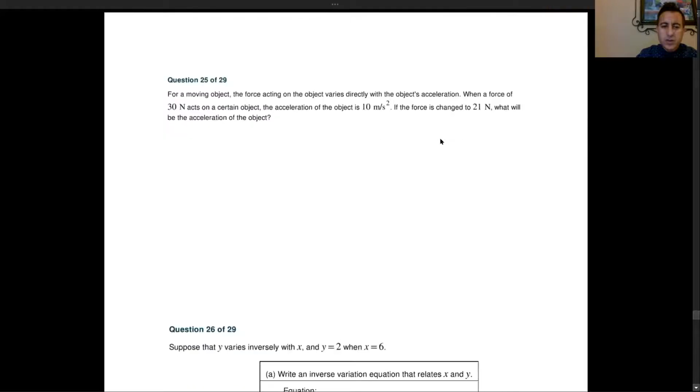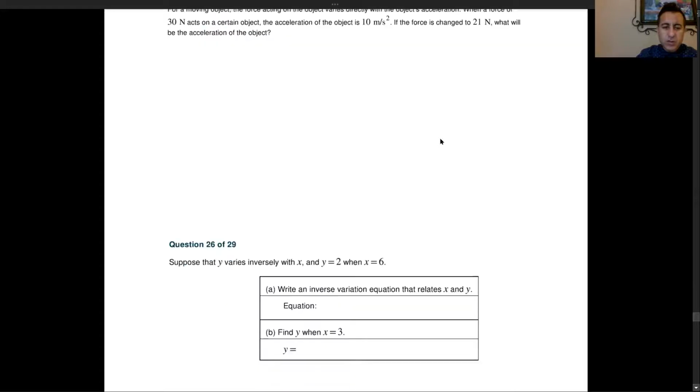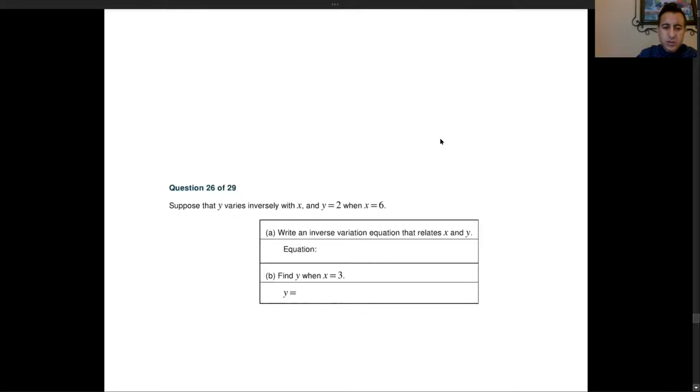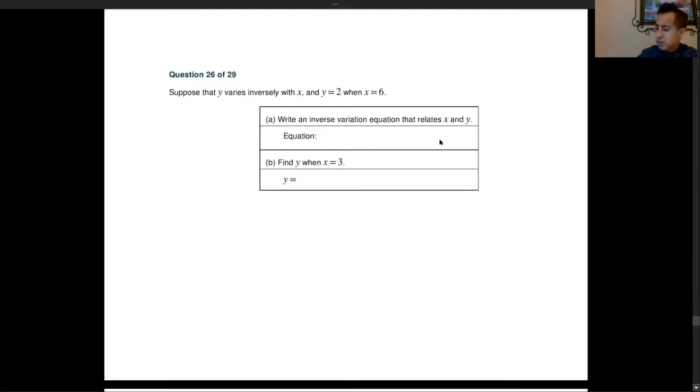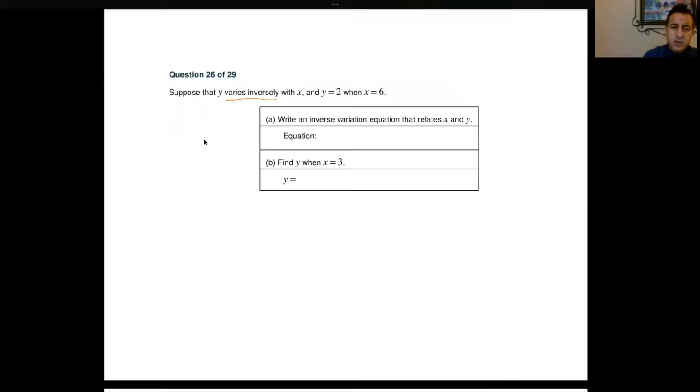So for this video, we're going to talk about variation. And so maybe we'll do this one here prior to the other first. So here we have, suppose y varies inversely. So there is inversely and there is directly. If it's direct, y equal kx. If it's inverse, it's y equal k over x, which means as this increases, this will decrease.